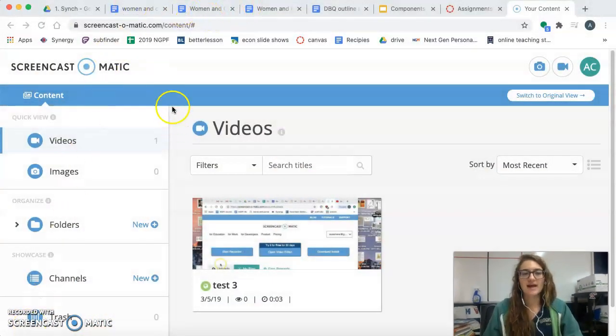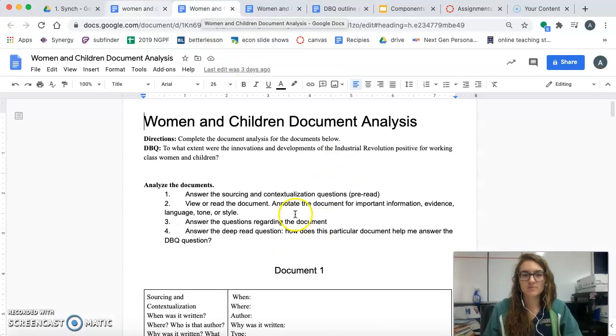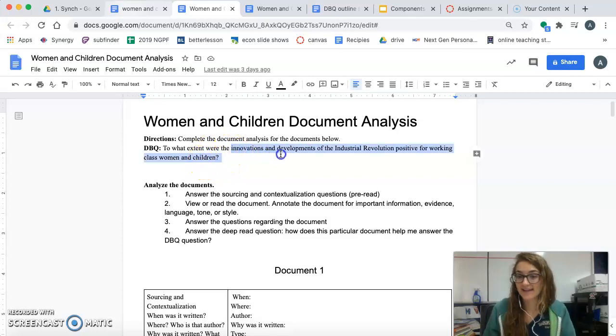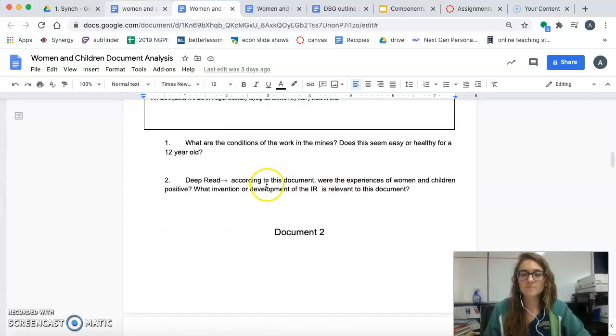So last class we were together and we worked on this women and children document analysis. Our question is, to what extent were the innovations and developments of the Industrial Revolution positive for working class women and children? Remember, we're trying to think, how did the inventions, and the things that occurred because of those inventions, impact the working class women and children? And was it good? We looked at how each of these documents showed whether the experiences of women and children were positive, and what invention was impacting those experiences.